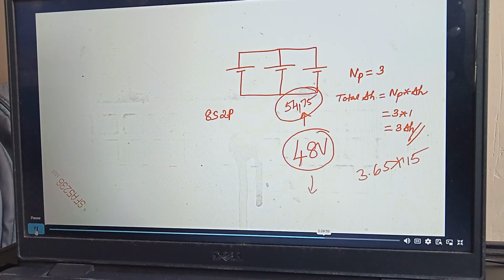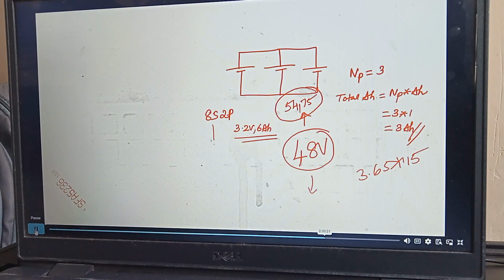Okay, don't worry, I'll answer all the questions. So my question is that I'm going to use an 8S 2P battery pack. I'm using LFP. It's a 3.2 volt 6AH cell. Now tell me what will be the battery pack voltage.